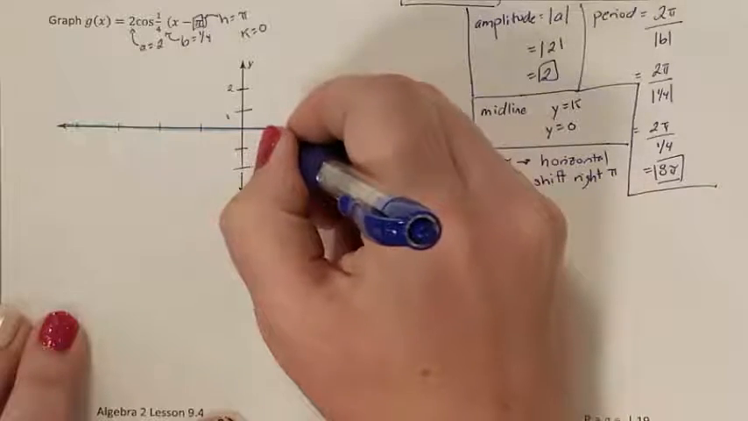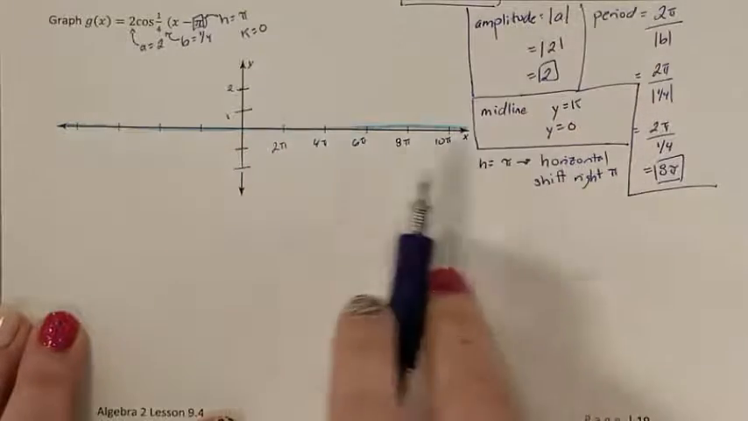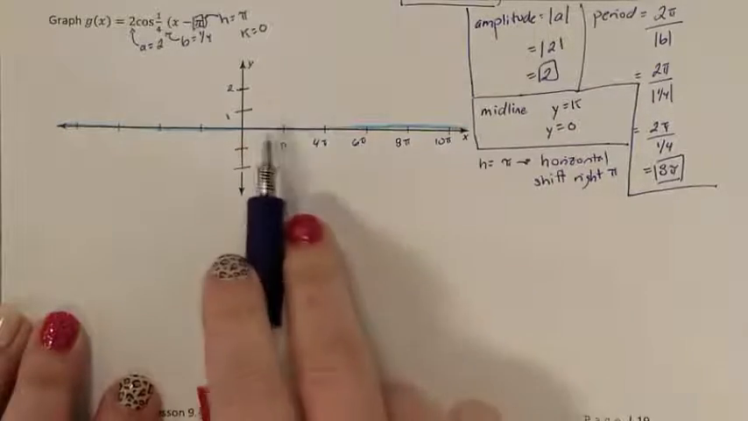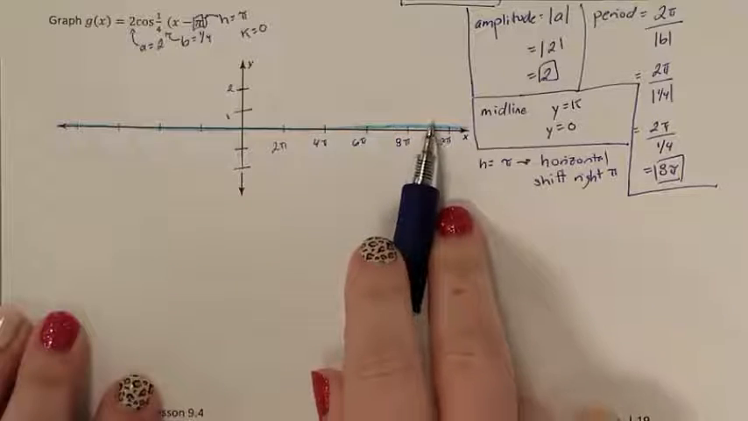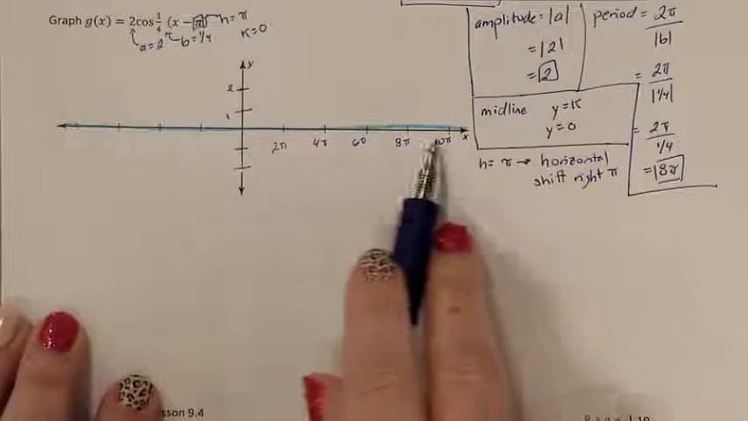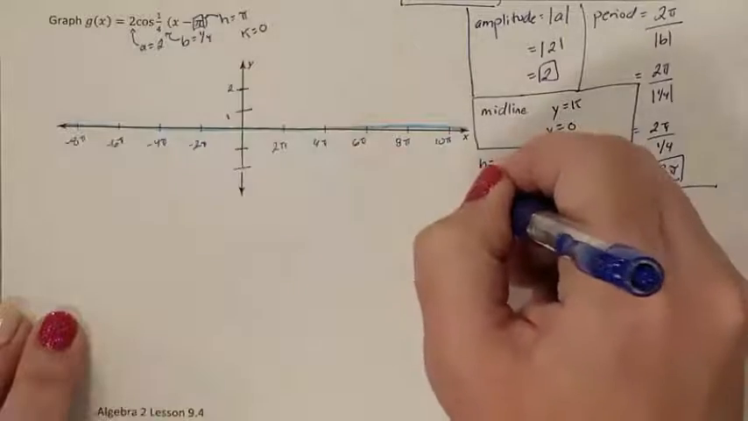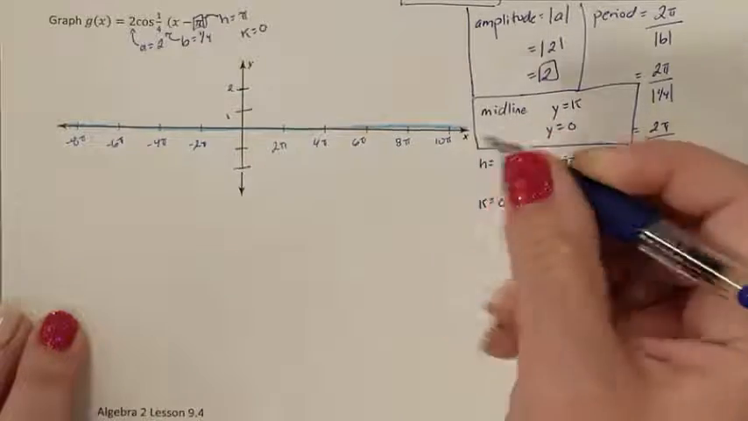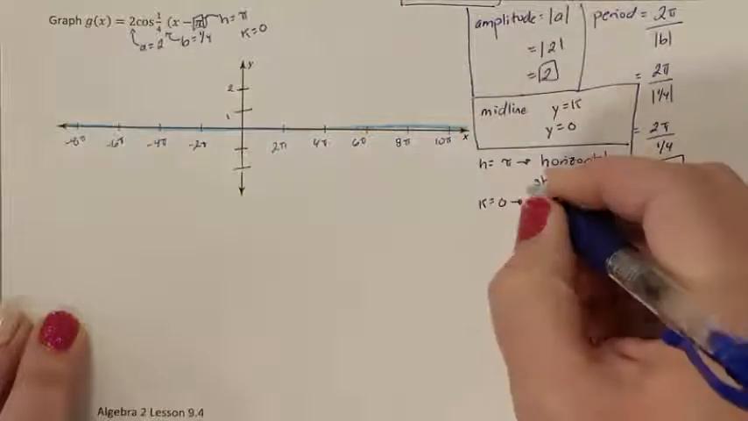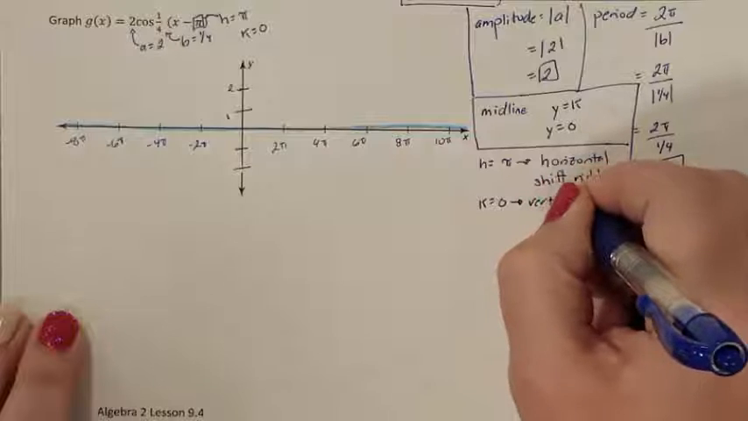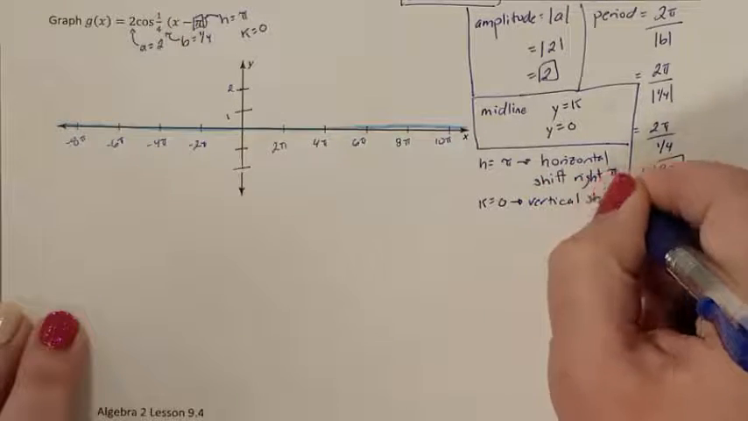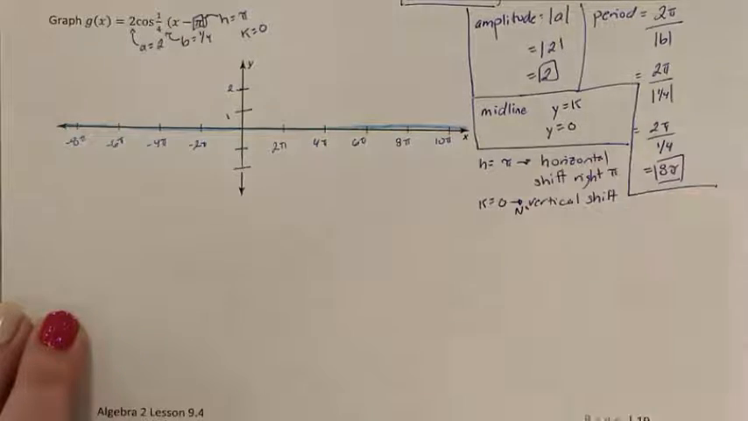So if we count by 2 pi's, I'll be able to start at pi and go a length of 8 pi to stop at 9 pi before I start repeating again. So this is going to be my x-axis scale. My k is 0, and k is the value that tells you if you're going up or down, which is our vertical shift. Because it's 0, there is no vertical shift.